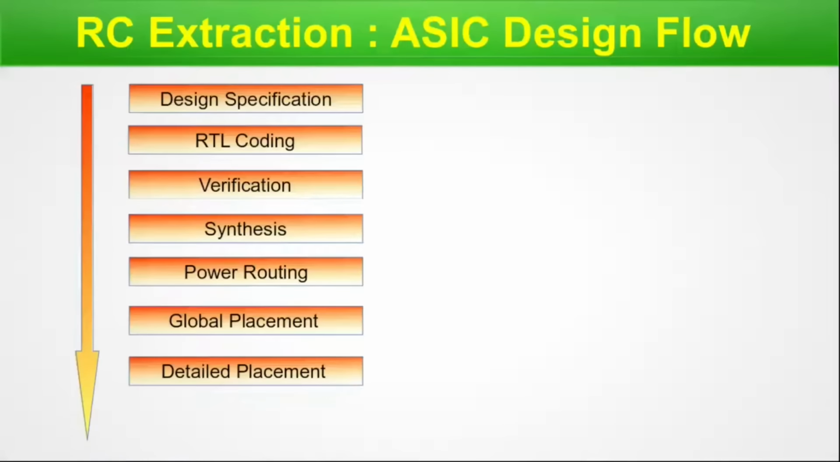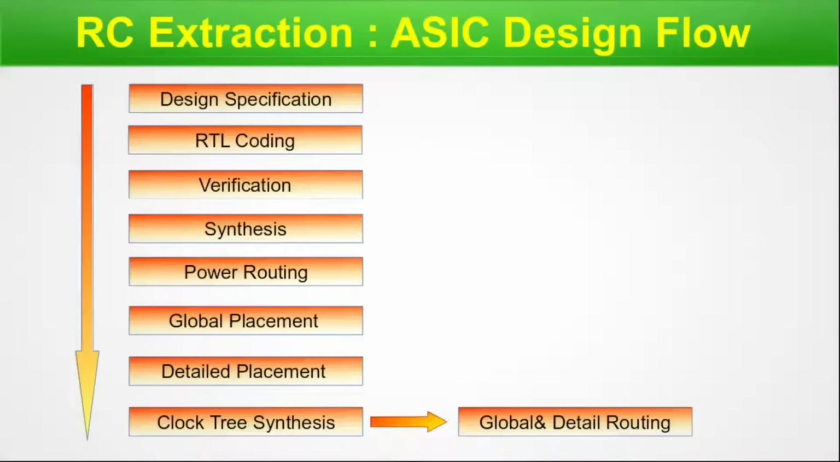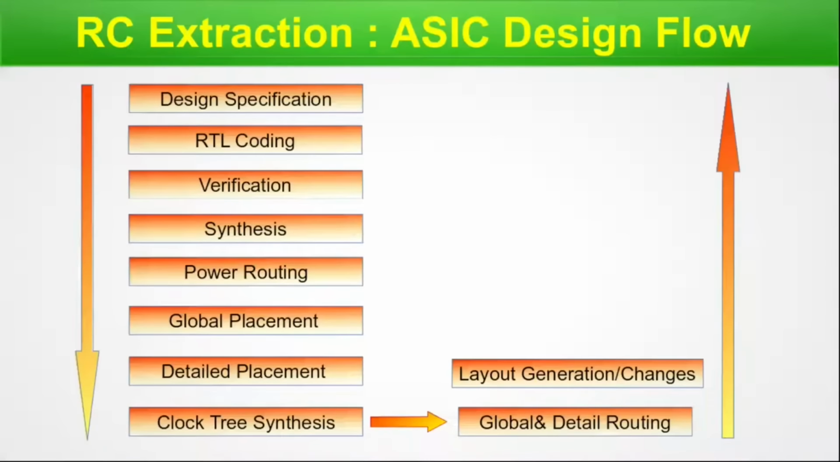Next, we have the detailed placement. After that, we do the clock tree synthesis. Next, we do the global and detailed routing. Our flow now will proceed in the arrow direction as shown in the right hand side. Next, we do the layout generation or changes, whatever is applicable, because many times one particular stage in this entire flow is repeated multiple times until the perfection is reached at that particular stage.